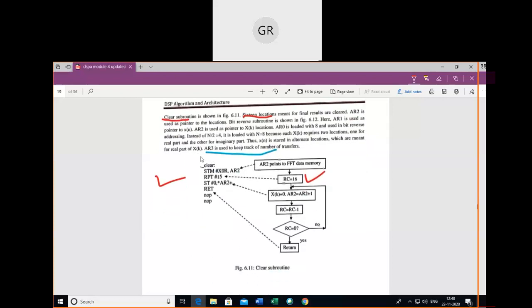Okay, just practice this program, the clear program. Particularly, they will ask: write the clear subroutine program for FFT computation.